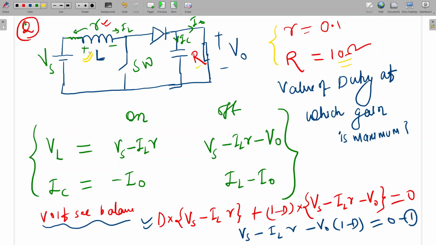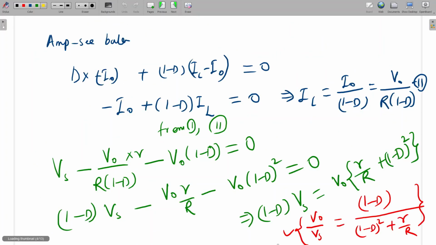This resistance is not ideal, sir. So this is a practical inductor. Considering this, I have derived this gain equation. So if any question like this comes up, where a practical resistance will be given, we can apply the gain equation like this.